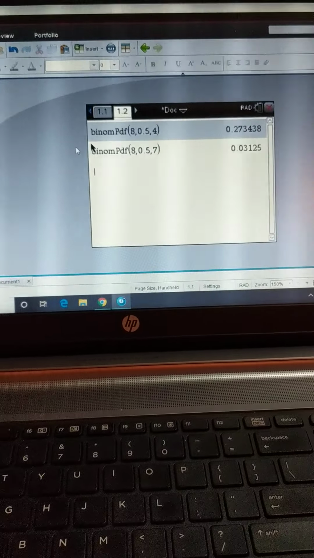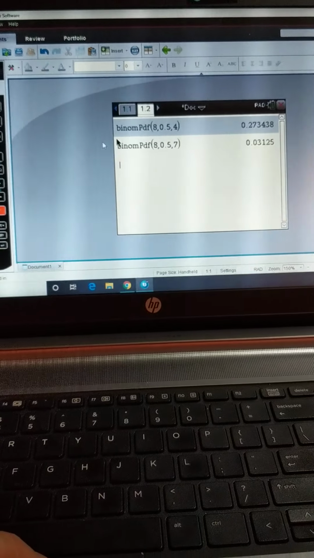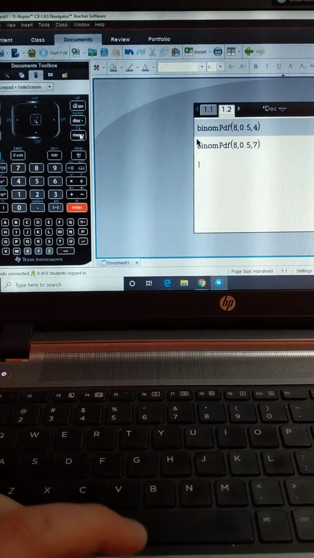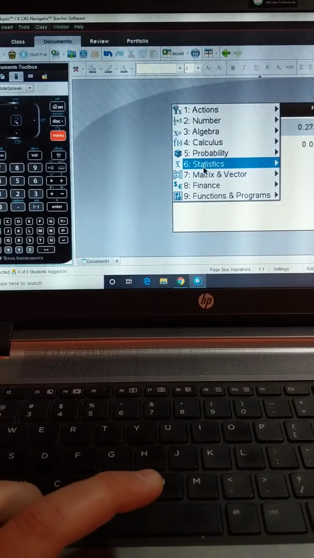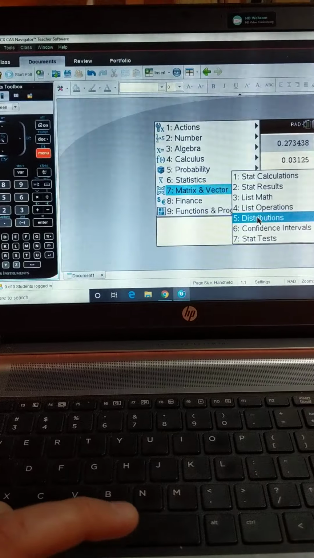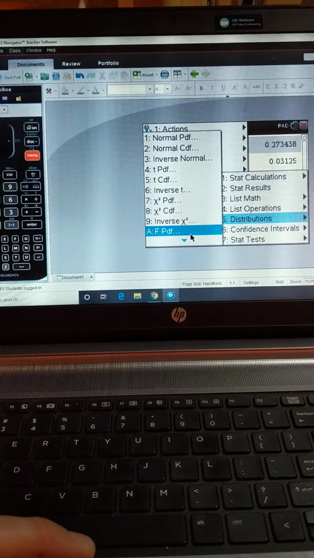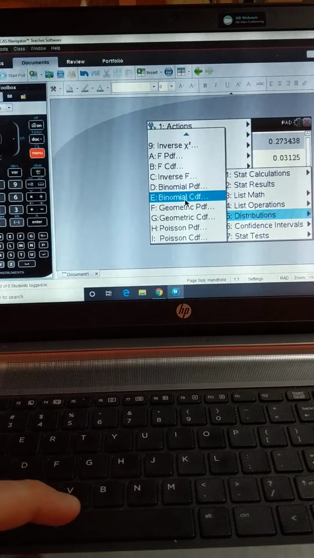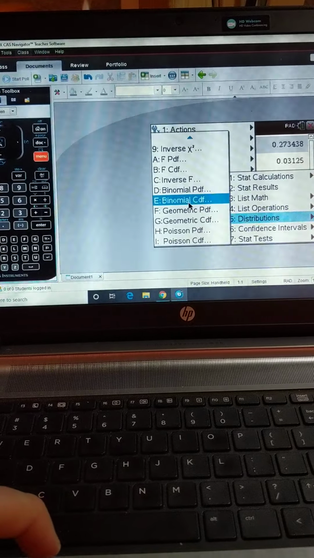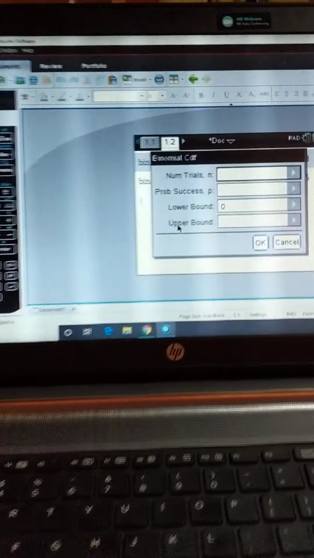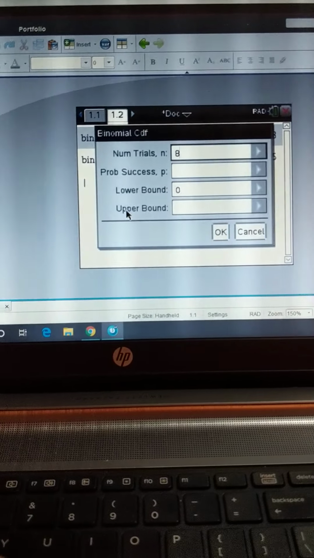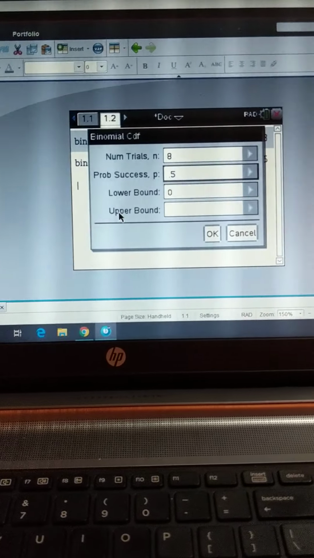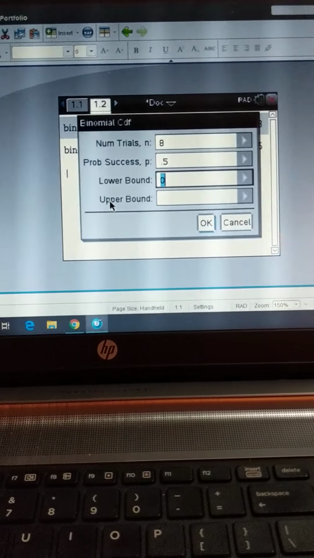Now, what if I want a range of values? What if I want something 4 or more? Now, to do that, I'm going to go Menu, Statistics, Distributions, and now instead of binomial PDF, since I want a range of solutions, I'm going to do binomial CDF. And so again, it's going to ask for my number of trials. So I'm going to do 8. Probability of success, 0.5. Then it asks for the lower bound and the upper bound.